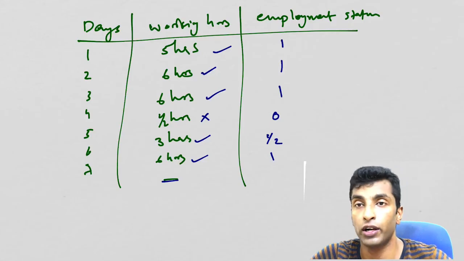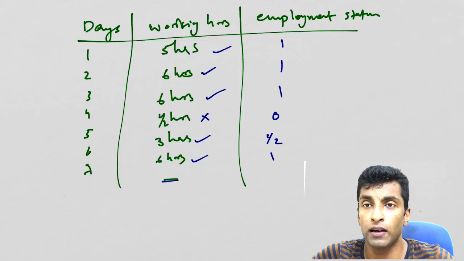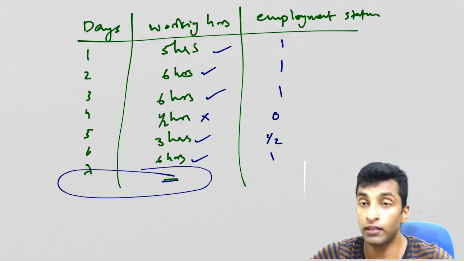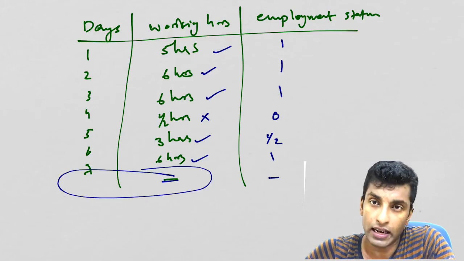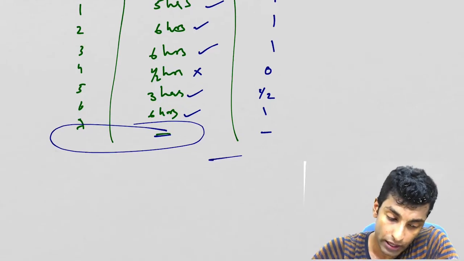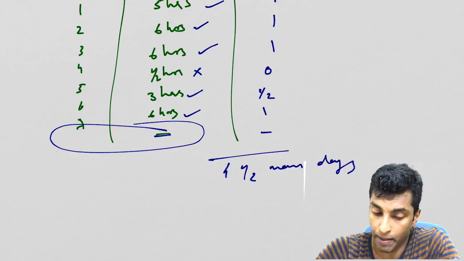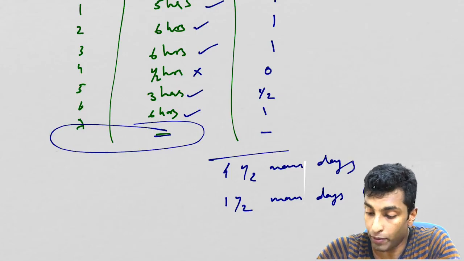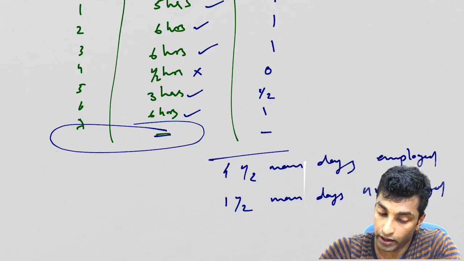Now here Sunday he is not ready to work, so not 0 here, because you are not ready to work, then you are not part of the labor force. So this day you are not part of the labor force, so we can't say this is unemployed or employed. We can say unemployed or employed only if you are part of the labor force. So we are putting a dot there. So in total you can see 4.5 man days employed and 1.5 man days unemployed.